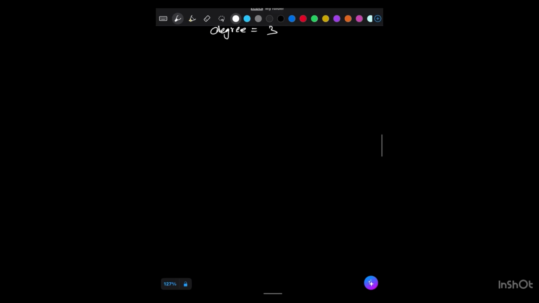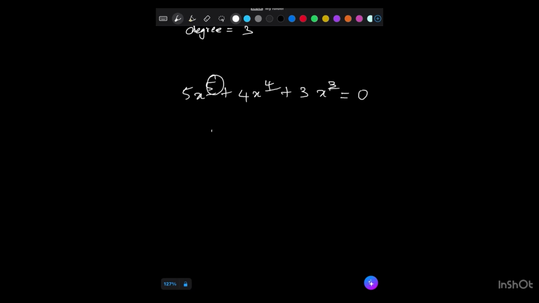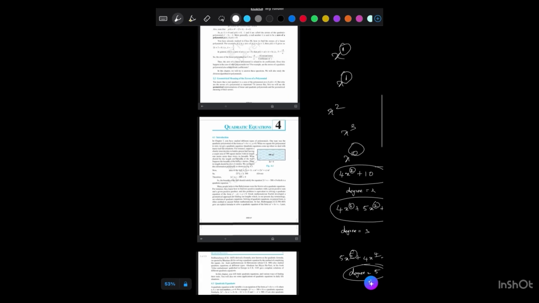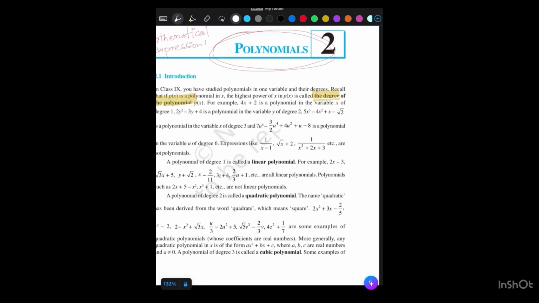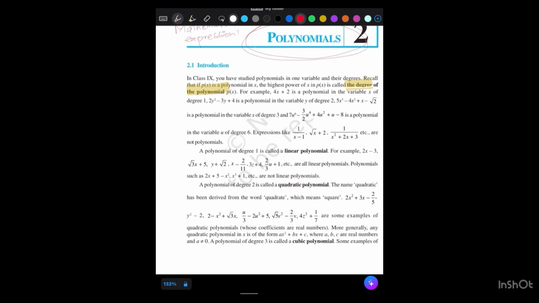For example, 5x power 5 plus 4x power 4 plus 3x power 3 is equal to 0. So what is the degree here? We have 3, we have 4, we have 5. So 5 is the biggest number. So the degree of that equation will be 5. This is the degree that you need to remember. This is a very basic thing. So that is the degree of the polynomial.